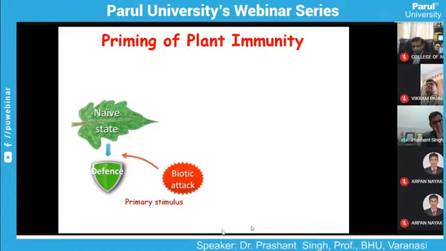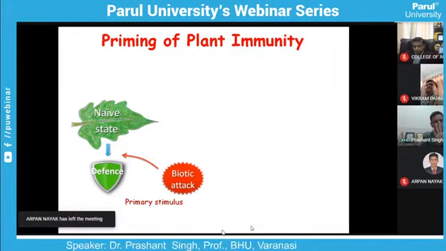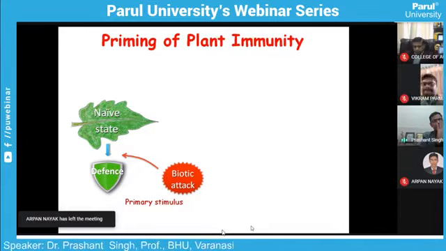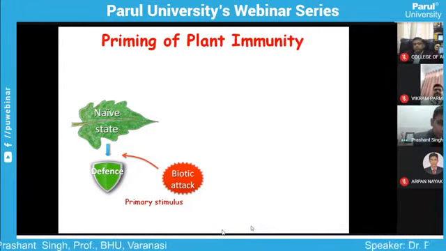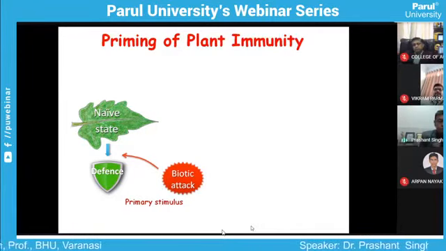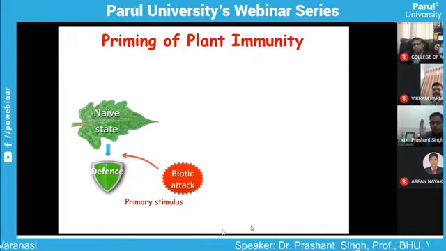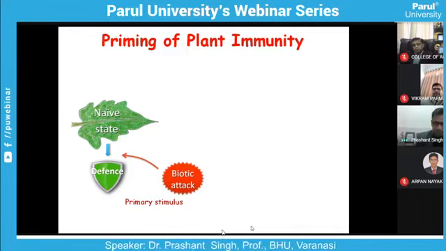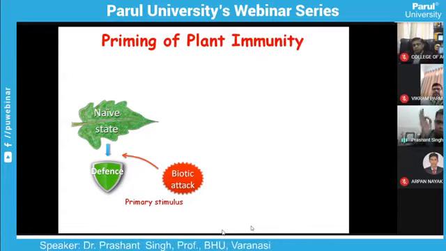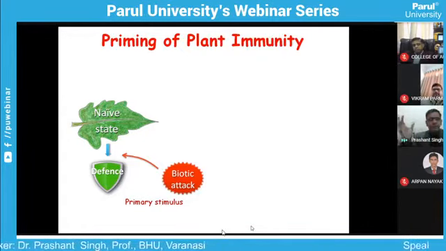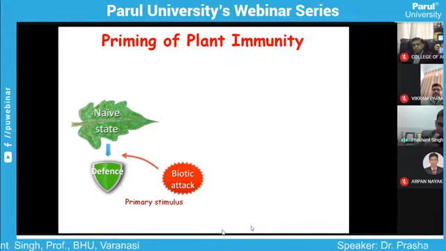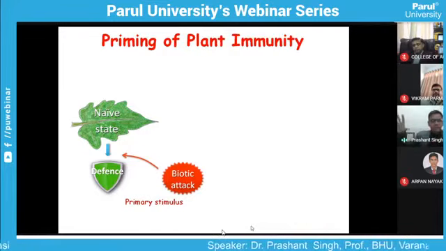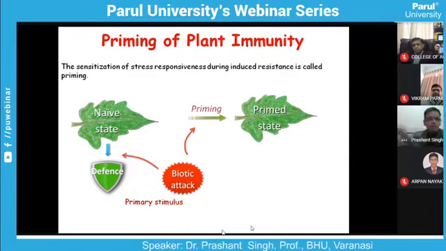So if this plant is attacked here, there is induced resistance. But what happens once it is attacked? A signal is translocated to the distal part, and the plant senses, oh, I was attacked. Once they sense this, they bring the plant into an alarmed state, or vigilant state, what we call the primed state. And this is what we call priming.